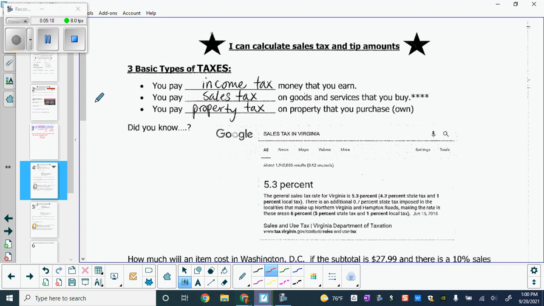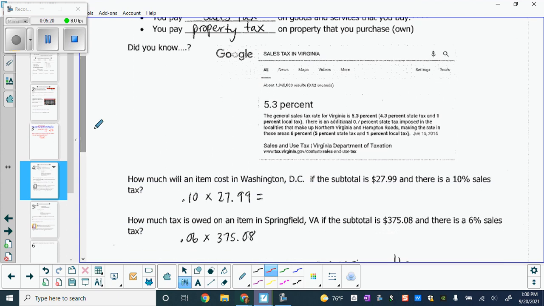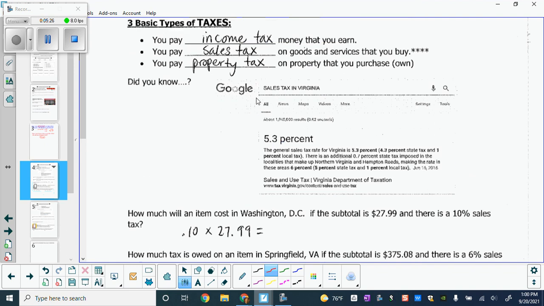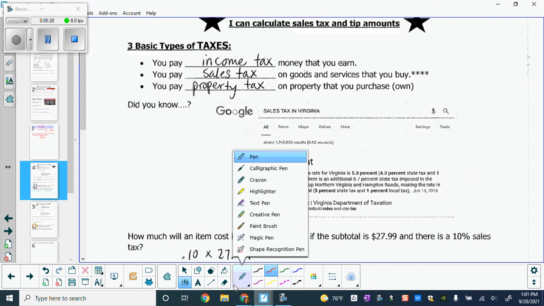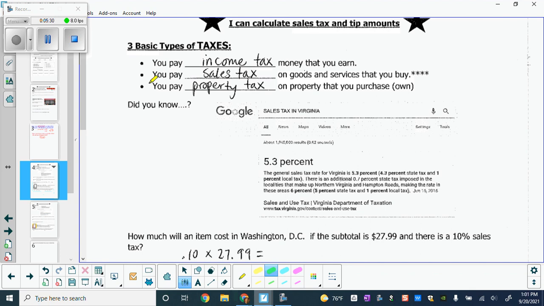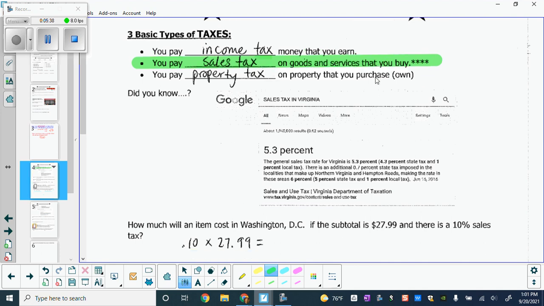All right. Now in DC, for me actually, there's a 10% sales tax. So sales tax actually depends on where you live. And I'm going to highlight it here so that it stands out in your notes. The sales tax is the one that we care about. This is what you guys are calculating because, again, this is what you currently have to pay.